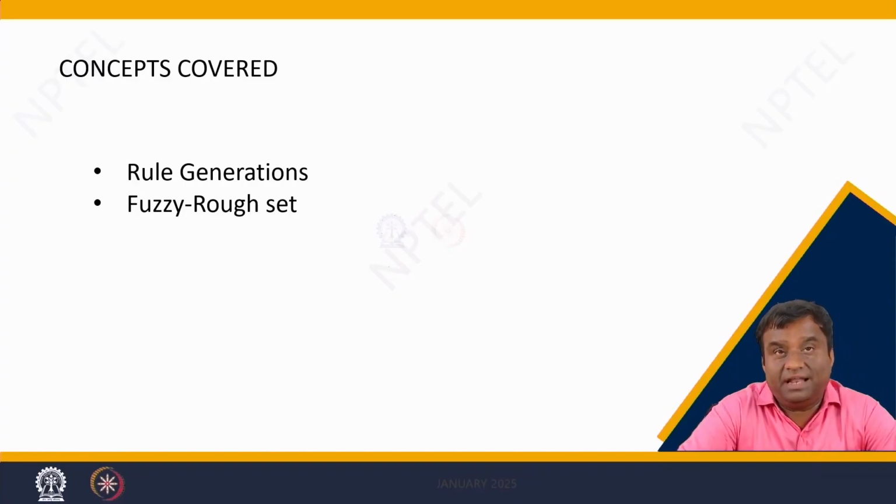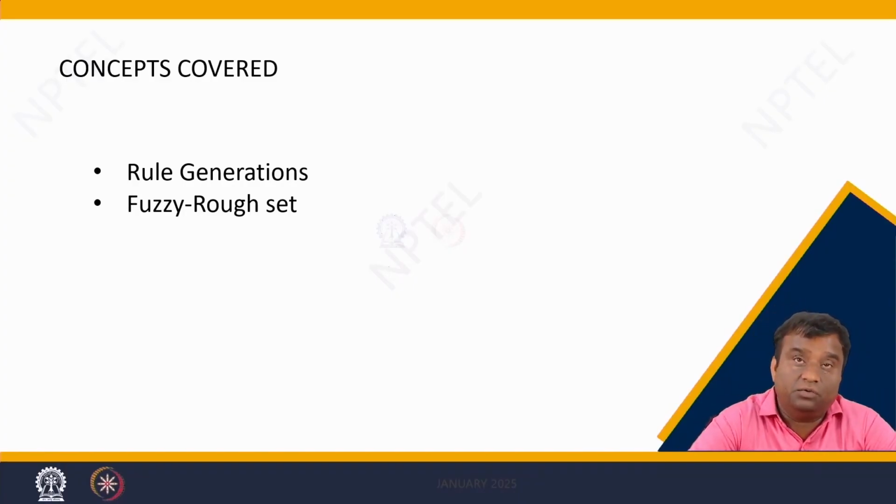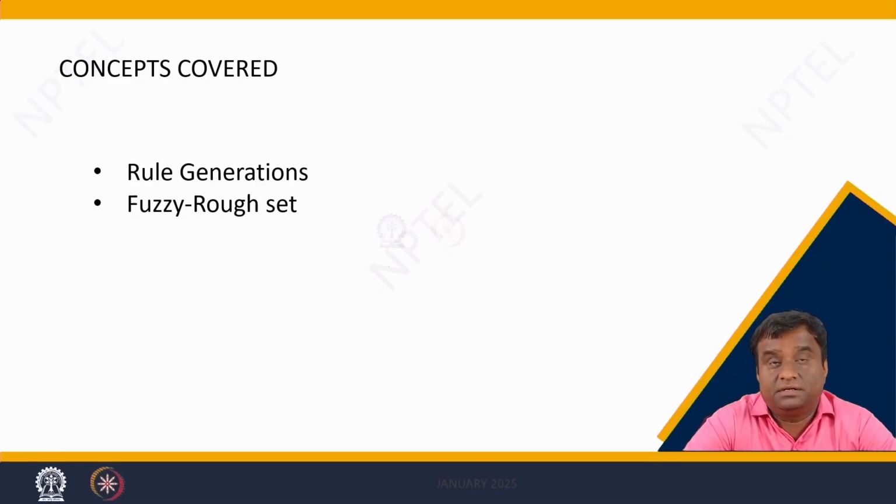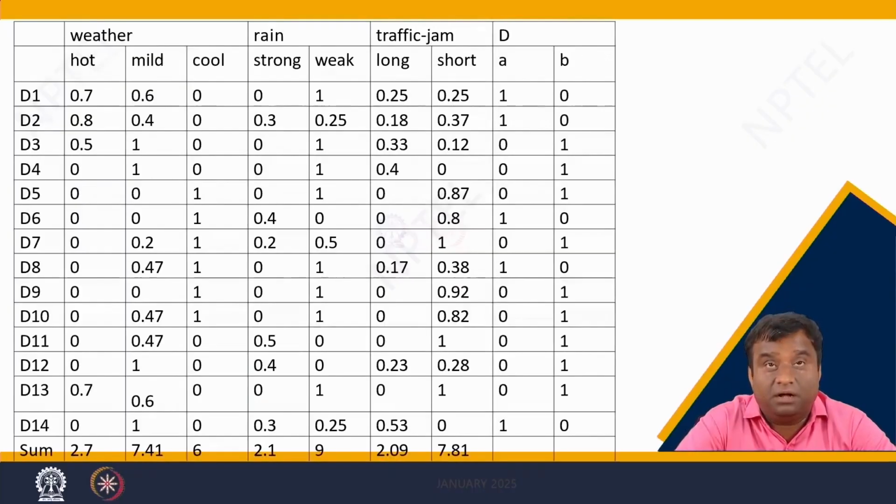In the earlier lectures, we have discussed rule generation on fuzzy sets and also discussed a little bit of problems on fuzzy sets. Today, we'll try to solve a few more questions on fuzzy sets. If you recall, we have calculated the decision dependency of the weather attribute on the decision. So today we'll try to solve it for rain, that is the attribute B.